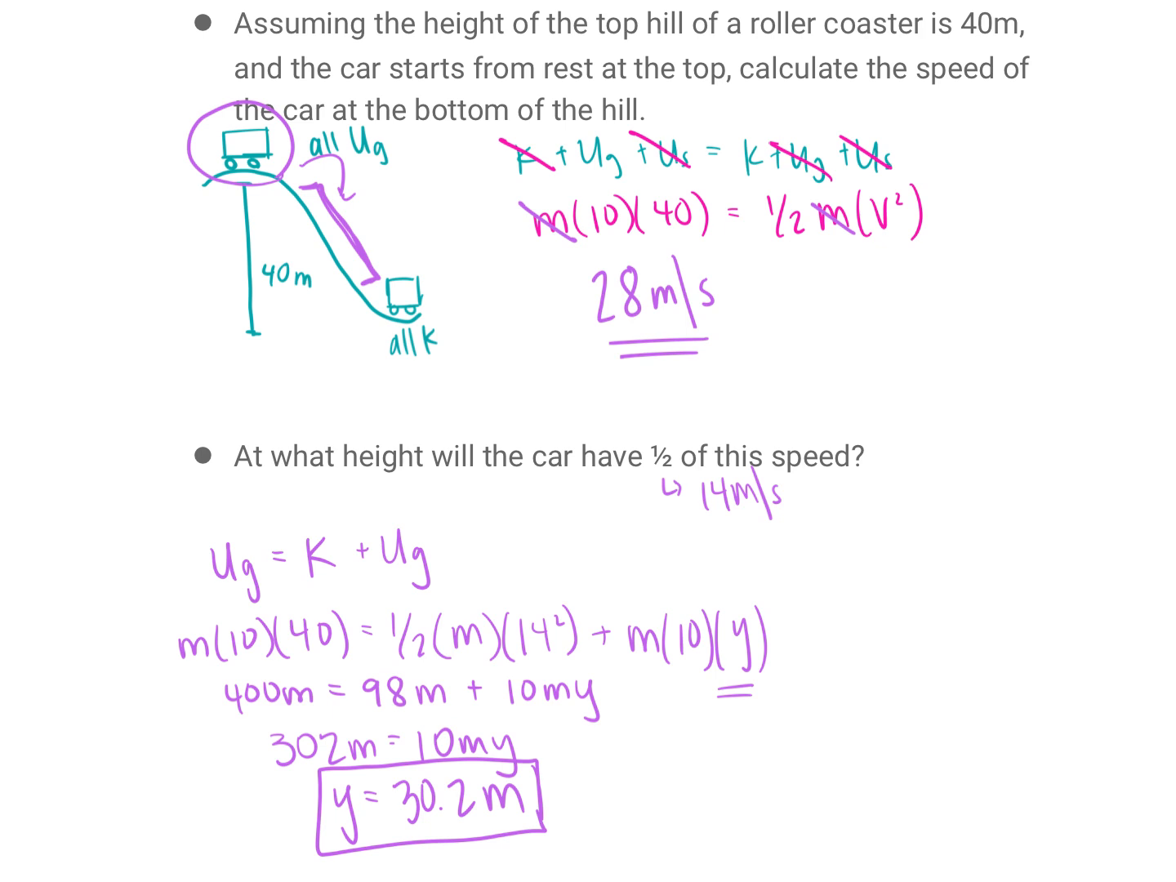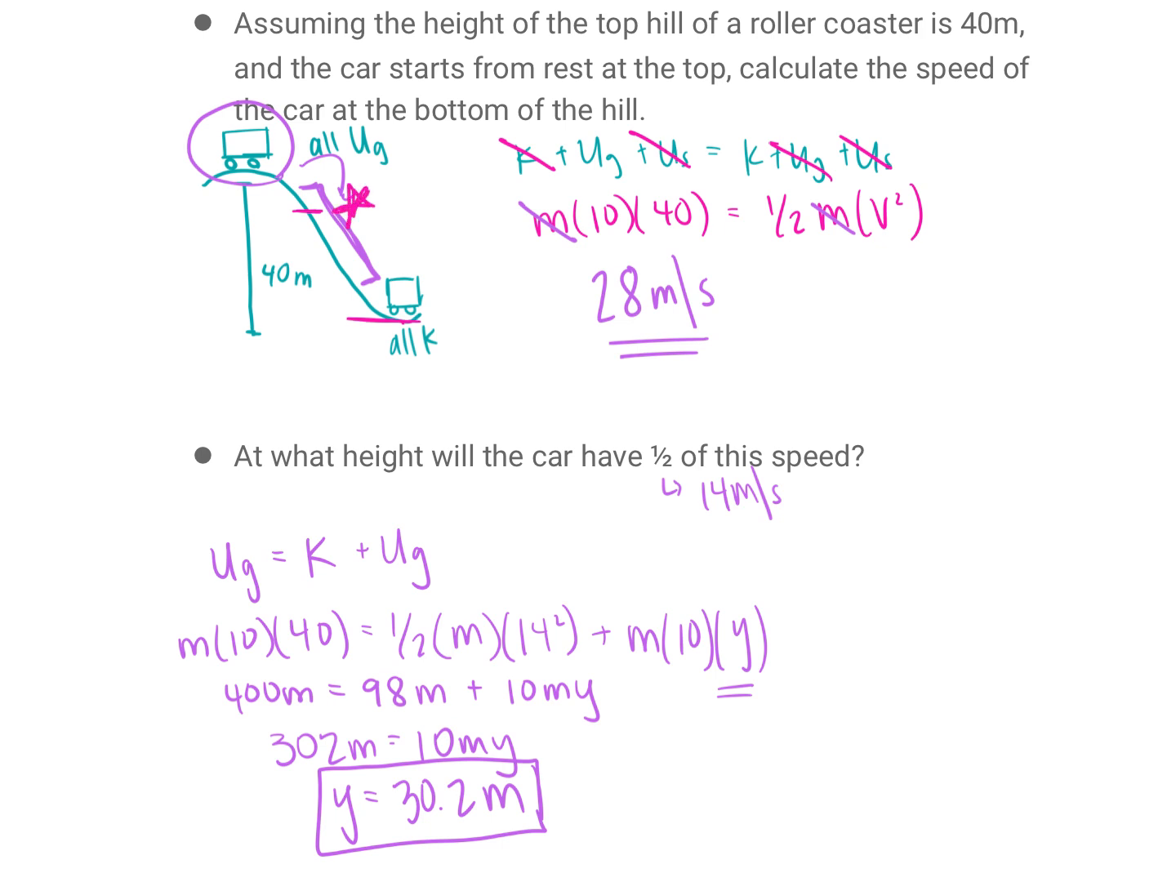So that's what I got here for my height value, 30.2 m. Does that mean that it's rolled 30.2 meters downward, or is it at a height of 30.2 meters? What do we think? Has it traveled 30.2 meters down, or is it above the lowest point by 30.2 meters? Any thoughts on that? It's going to be 30.2 meters from the bottom. So that means we're about at this point right here.